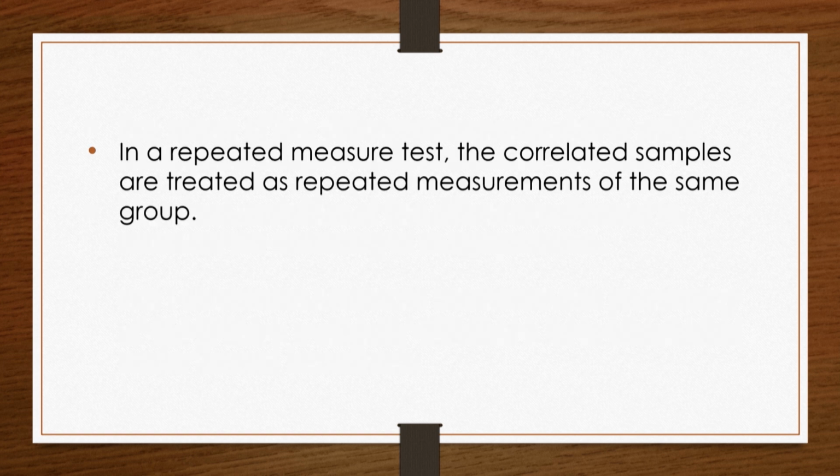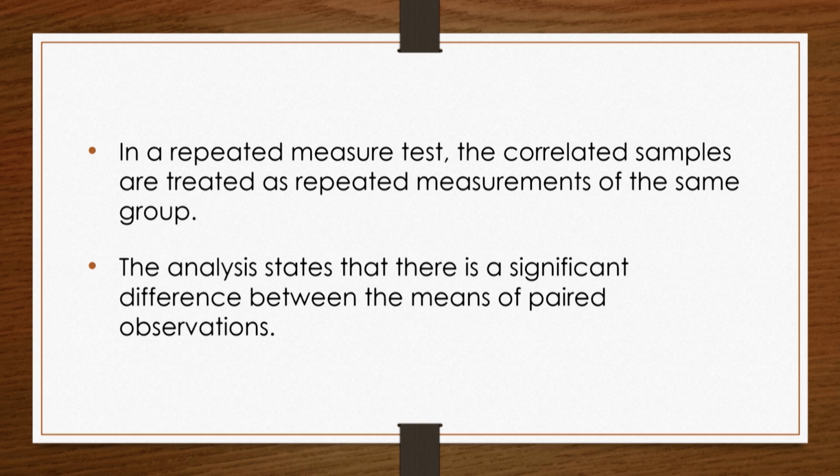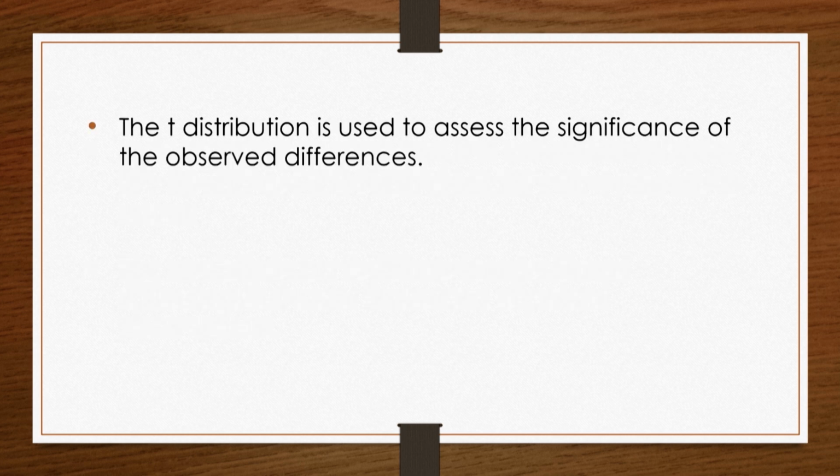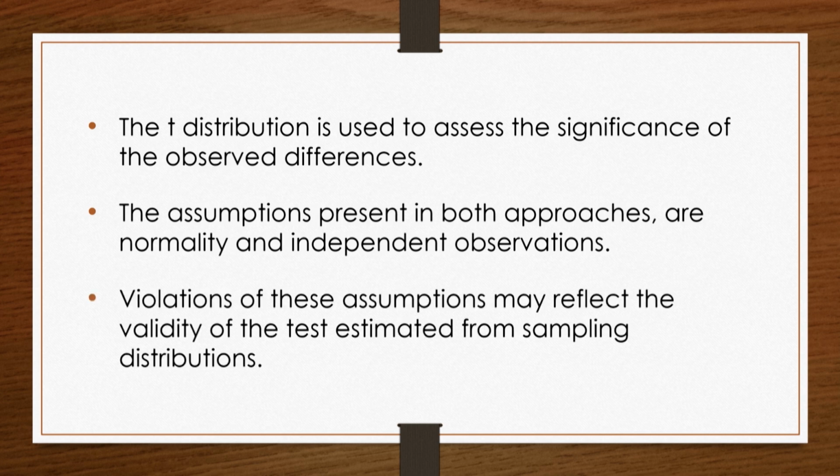In a repeated measure test, the correlated samples are treated as repeated measurements of the same group. Here, the analysis states that there is a significant difference between the means of paired observations. The t distribution is used to assess the significance of the observed differences. The assumptions present in both approaches, normality and independent observations, are to be met. When we violate these assumptions, it may affect the validity of the test estimated from the sampling distribution.